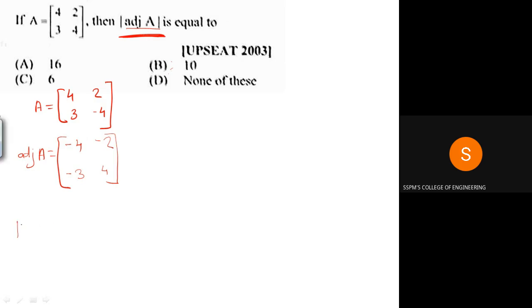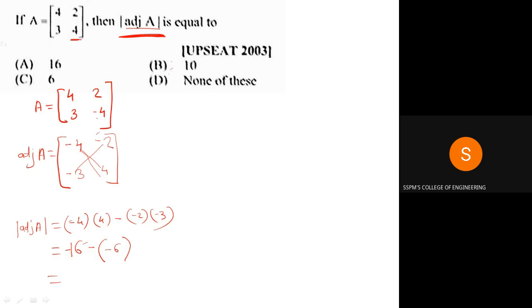Now we have to find the determinant of adjoint of A. How to find the determinant? It is simple. The product of this should be subtracted from the product of this. So first minus 4 into 4, minus 2 into minus 3. Minus 4 into 4 is minus 16, and minus 2 into minus 3 is 6. Sorry, this number is not minus 4, it is 4.